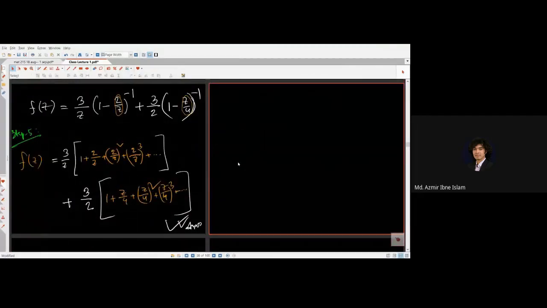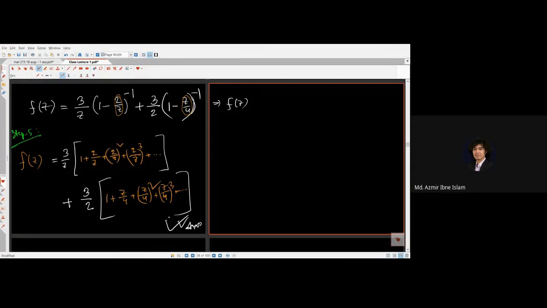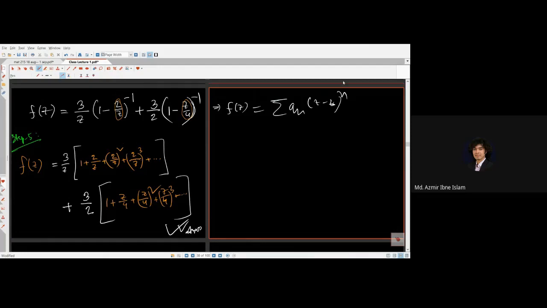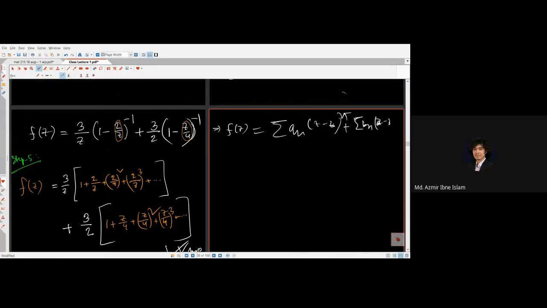So we can also simplify this part. Have you understood? We are rearranging so that we can have the Taylor and Laurent parts, the negative power series and positive powers. You know that a power series can be expressed as summation a sub n (z minus z naught) to the power n, n equal to 0 to infinity, plus summation b sub n (z minus z naught) to the power negative n, n equal to 1 to infinity.